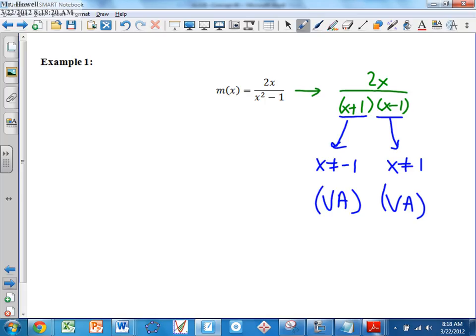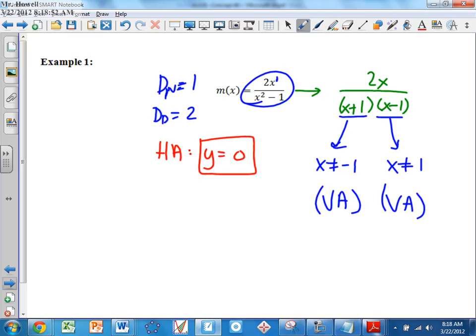Now, for end behavior, I want to look at this function here. The degree of the numerator is what? 1. There's a 1 here, really. The denominator, that's our 2. Again, the degree is the highest exponent. If the degree of the numerator is less than the denominator, what is your asymptote here? What is it? 0. Very good. The asymptote is a horizontal asymptote, and it's y equals 0.